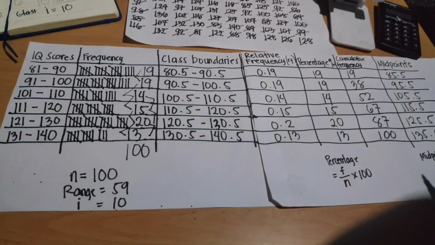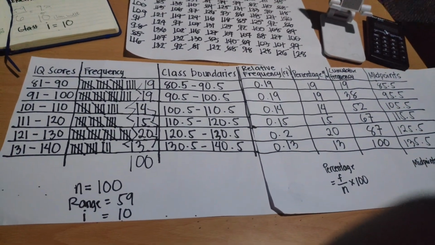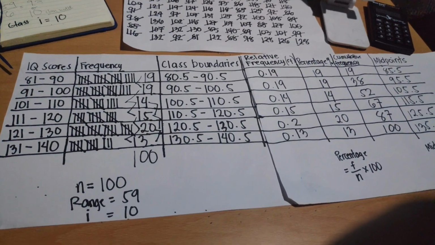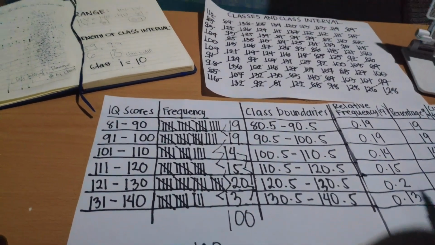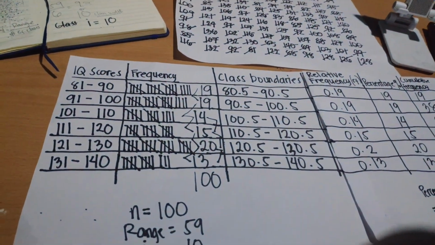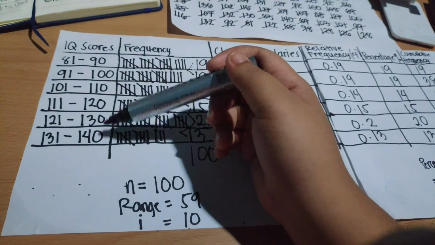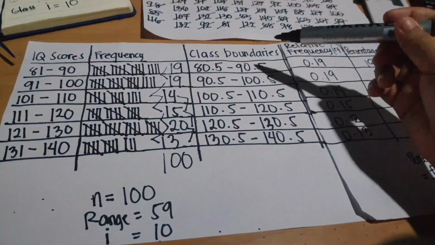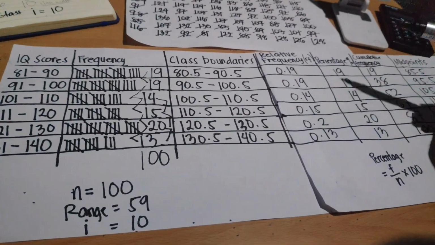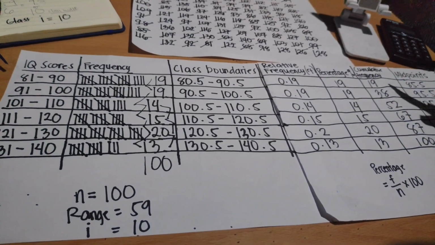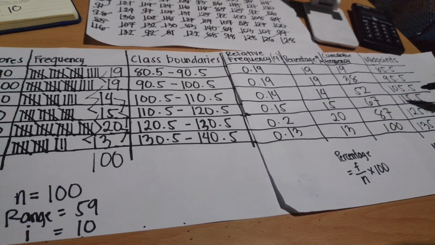And that's it, guys. That's how we construct a frequency distribution and determine the following: the range, the interval, the class limits, here the IQ scores, the class boundaries, the relative frequencies, percentage, cumulative frequencies, and midpoints.